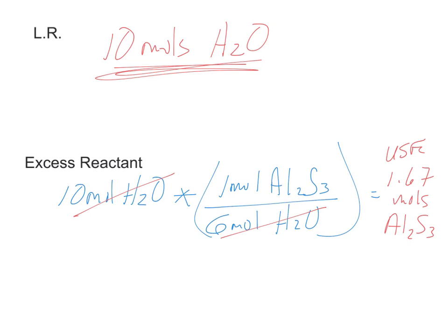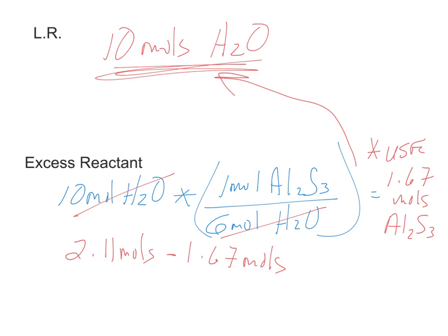Okay? When I use this much of my aluminum sulfide, I will then have used all of my 10 moles of water. So, I started with 2.11 moles, but yet I'm only going to use 1.67 moles. So that gives me 0.44 moles of my aluminum sulfide left over.